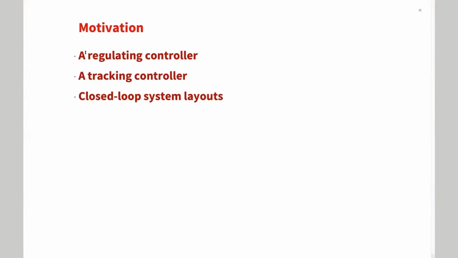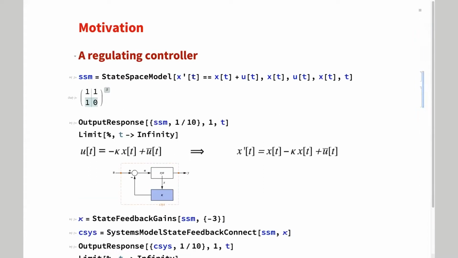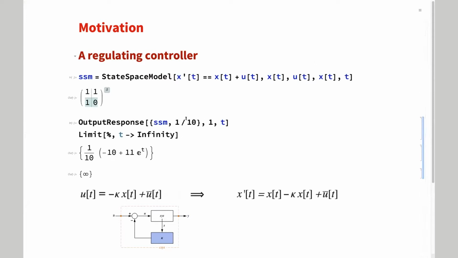Okay, so let's start with a regulating controller. Here I have a very simple system with one state and one input. The eigenvalue of this system is 1, so it is unstable. So if I start the system from any non-zero initial value or any input, the system will blow up and it will end up at infinity.